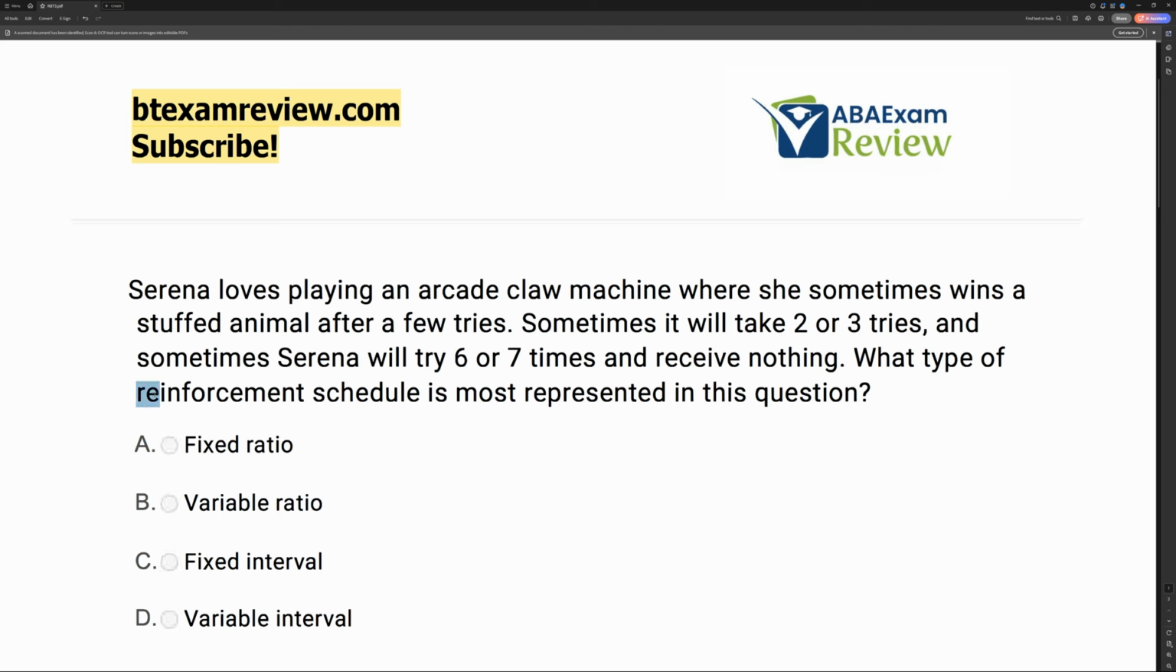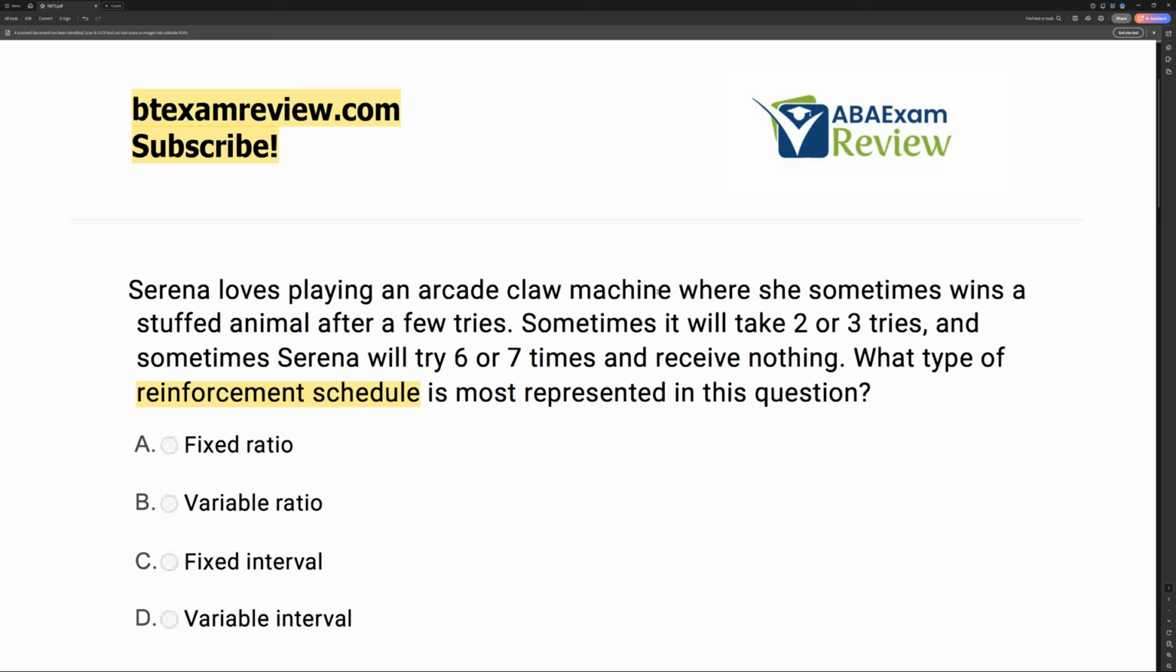So we're looking at a simple schedule of reinforcement. And for the RBT exam, you're going to need to know 4. We need to know fixed ratio, variable ratio, fixed interval, and variable interval. And when approaching reinforcement schedules, we're going to break them down into 2 parts. First, fixed versus variable. In other words, is the requirement steady or is it changing? And then ratio versus interval: is it based on responses or time?